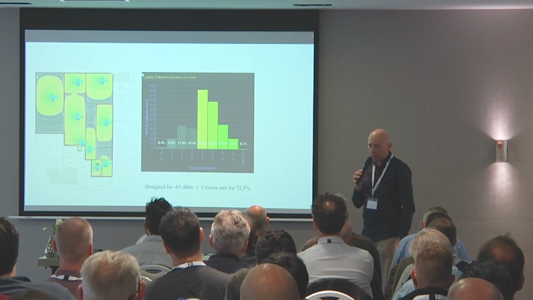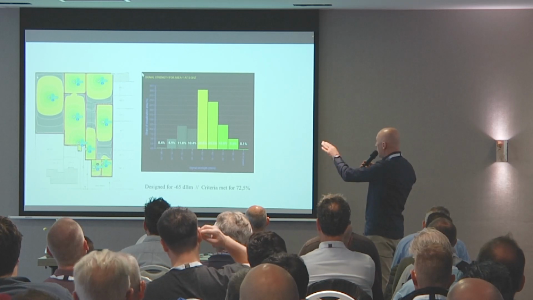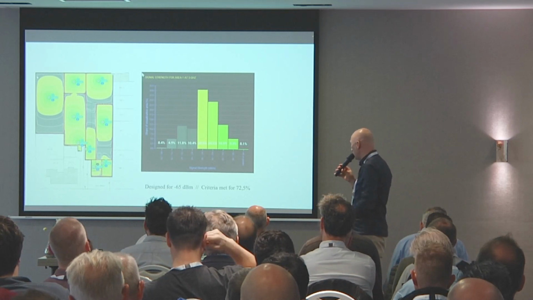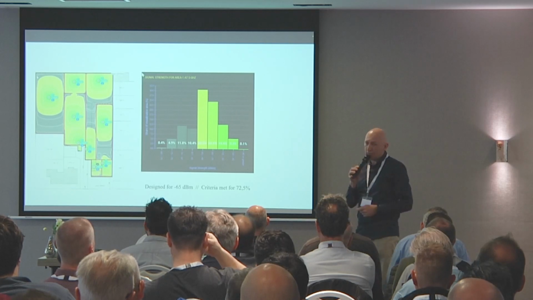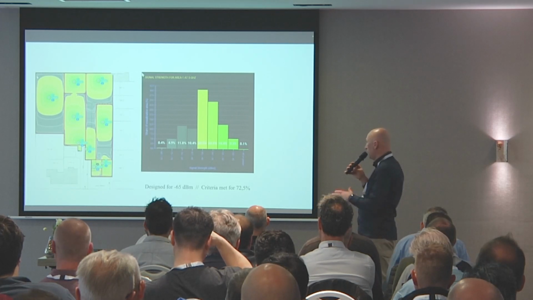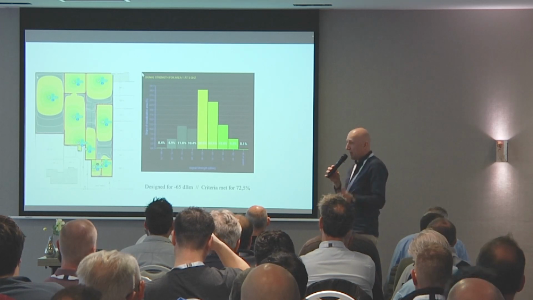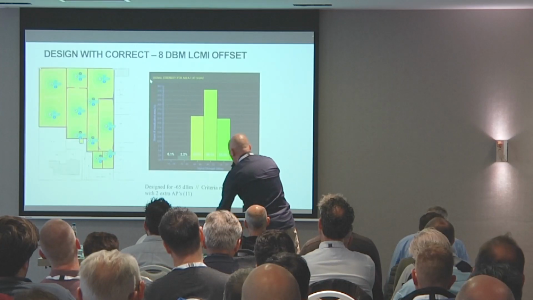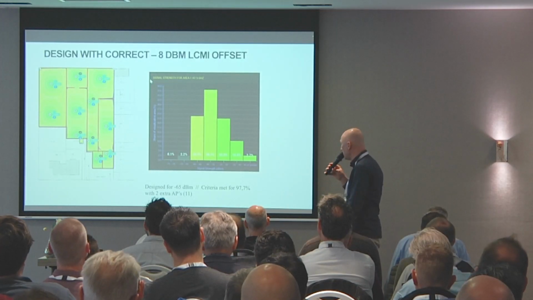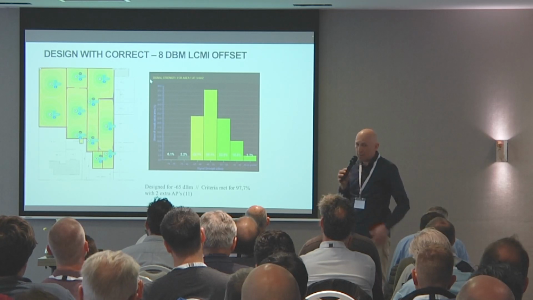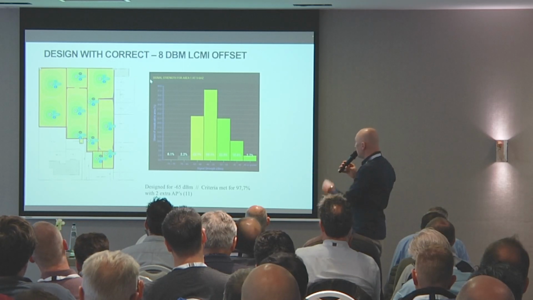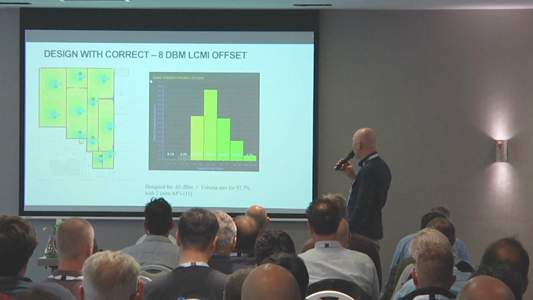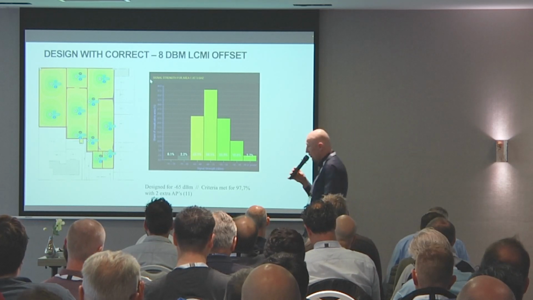Now, if I put in that offset for the iPhone, it's a different story. Now you can see we have lots of gaps in our design, and I'm meeting the criteria for only 72.5%. So you can say to your customer, hey, my design is all green, it's working, but if it doesn't work for the client device, it's useless. Here I made the design again. I've added 2 extra access points, and now the design is complete, it's correct with the 8 dB offset for the least capable, most important device.